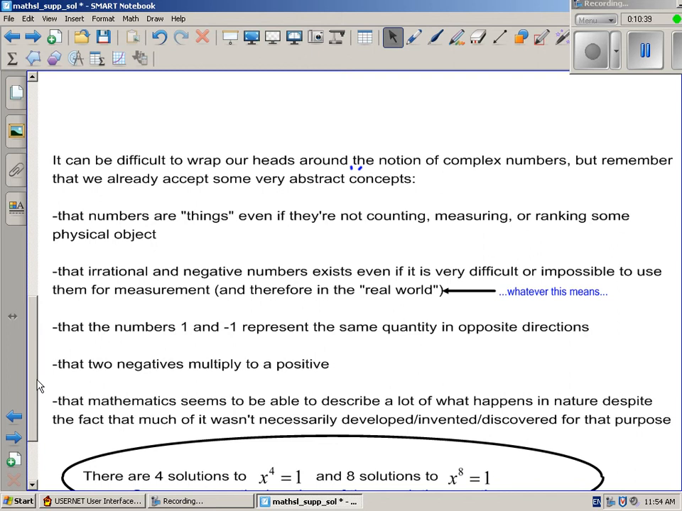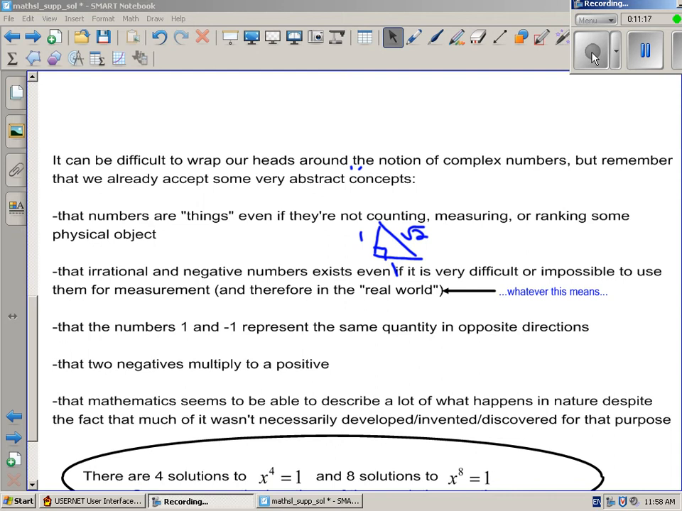We accept that irrational and negative numbers exist, even if it's very difficult or impossible to use them for measurement, and some would say, therefore not in the real world. So in this triangle, this is root 2, but it's still hard to build a ruler that says root 2 centimeters on it. We accept that 1 and negative 1 represent the same quantity, but in opposite directions, above 0 and below 0. We accept, this is a wild one, that 2 negatives multiply to make a positive.